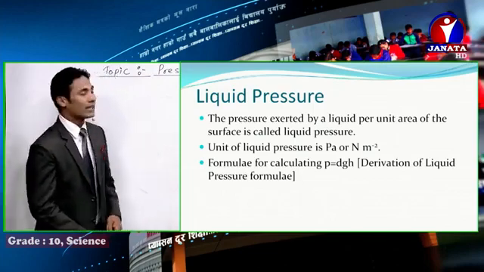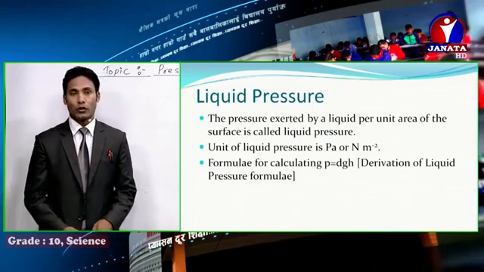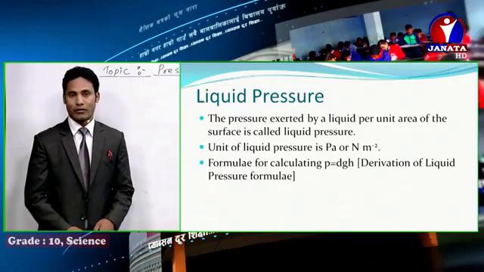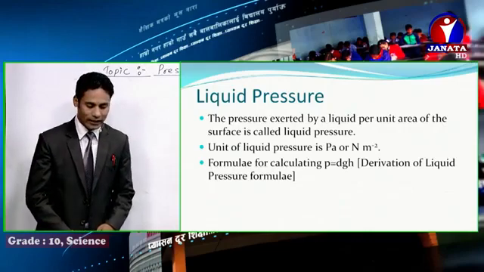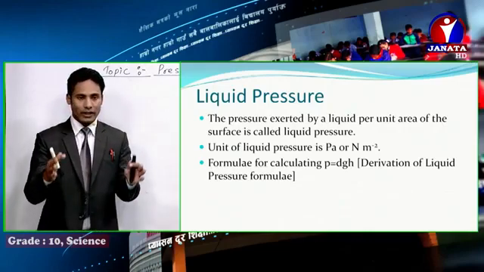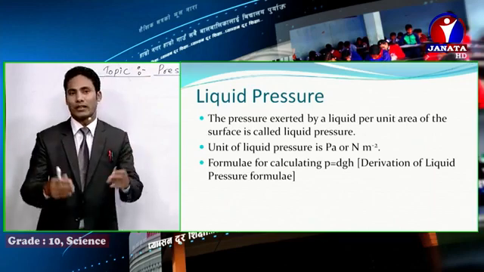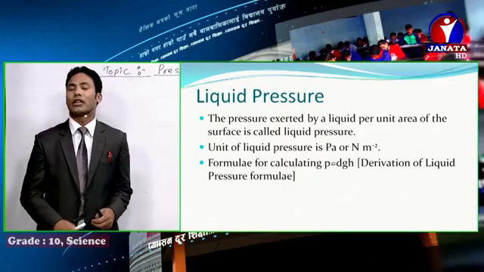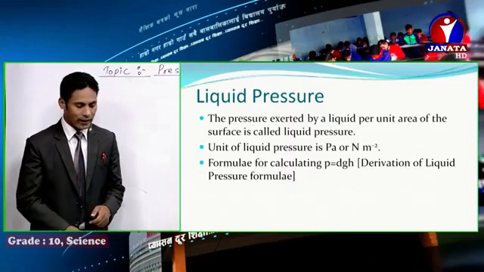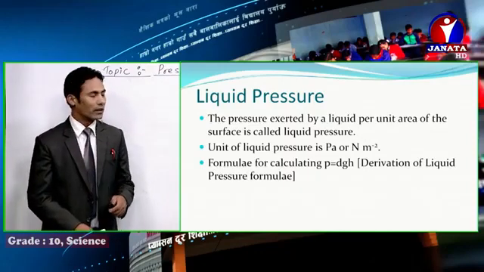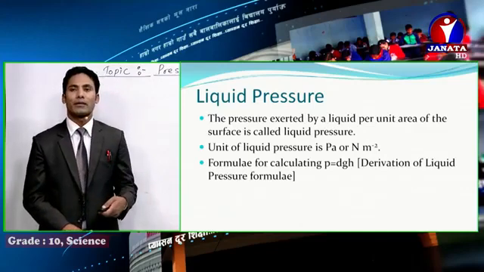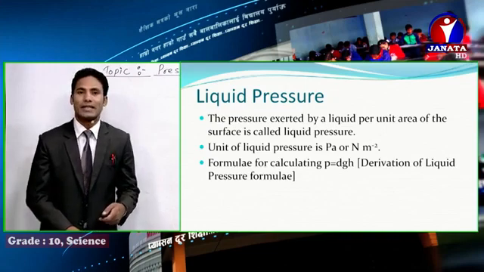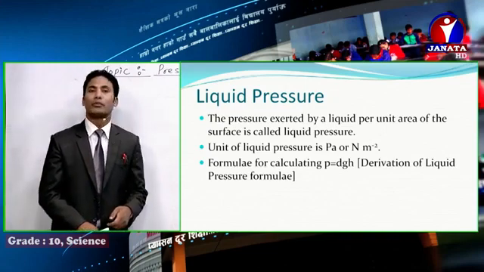So now let's see what is liquid pressure. The pressure which is exerted by the liquid per unit area is called the liquid pressure. That means whenever we put liquid in a vessel, then a certain pressure is exerted on the bottom of the vessel, which is known as the liquid pressure. And the unit of liquid pressure is also the same as pressure, that is Newton per meter square, or Pascal, the SI unit for liquid pressure also.